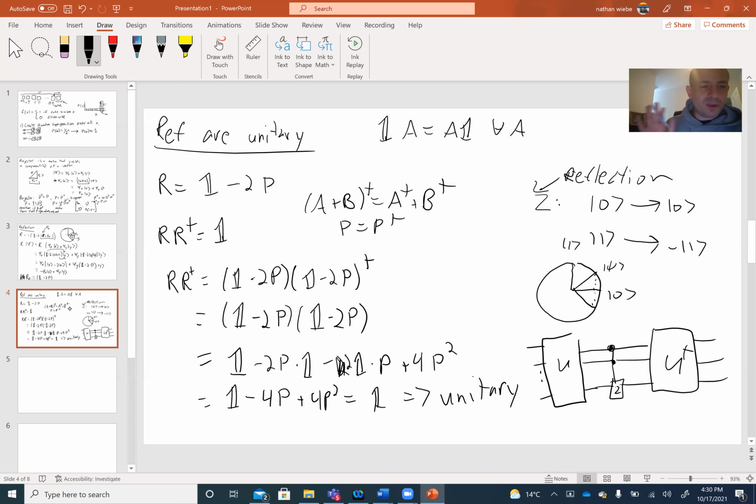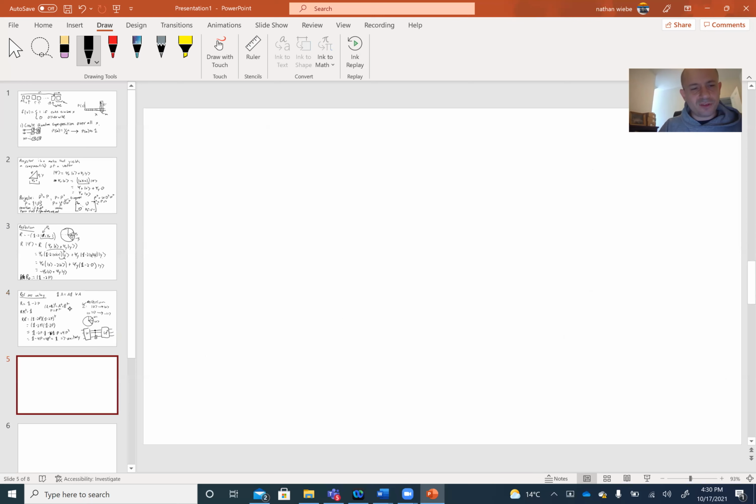But for the moment, we can see that reflections are unitary, and we can convert any reflection we want into a sequence of controlled Z operations and use those. So let's just leave it at that for the moment. With these two things, we've got enough to really be able to define amplitude amplification, or amp.